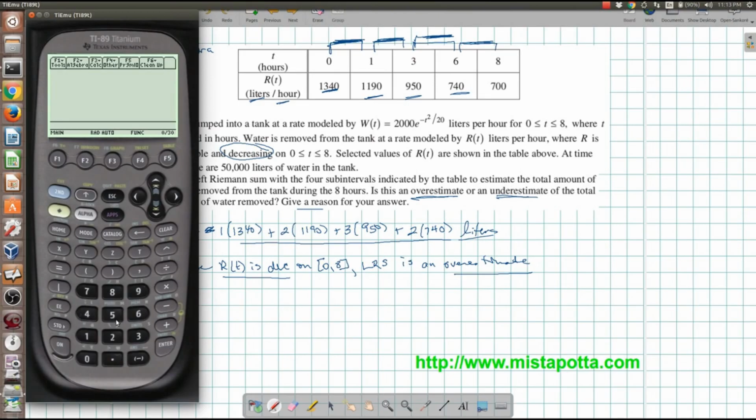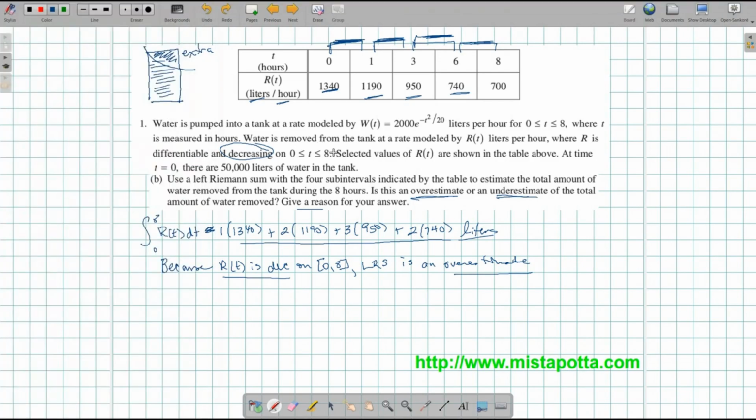So what we're going to do is add this up. So we're going to have 1340 plus 2 times 1190 plus 3 times 950 plus 2 times 740. And again, the only reason that I'm doing this is because on the next problem, I'm going to need this value of 8050. So I'm going to use this value on the next problem.